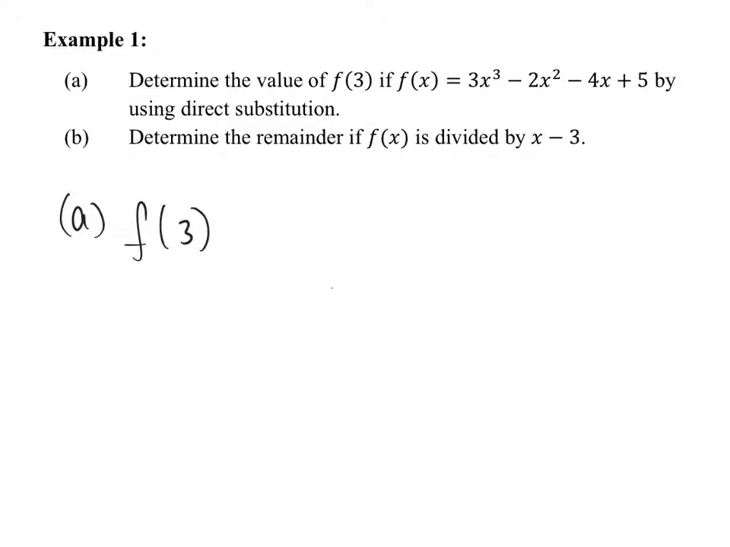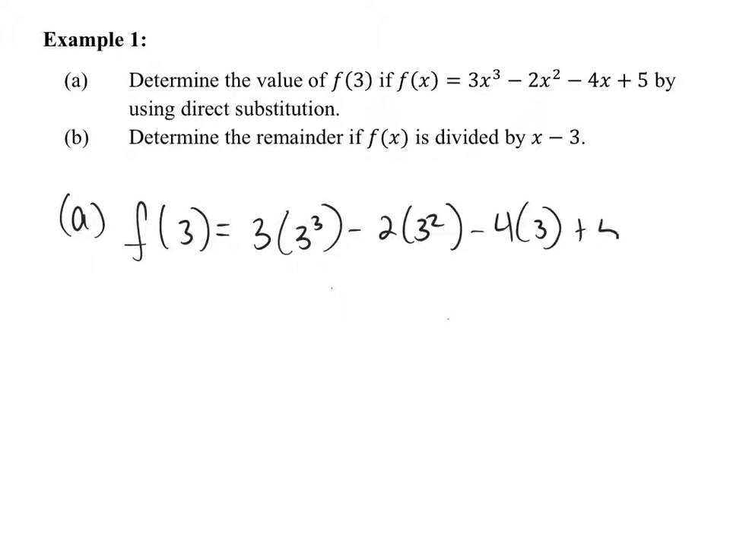Absolutely. So f of 3 means 3 times 3 cubed minus 2 times 3 squared minus 4 times 3 plus 5. So again, 3 gets plugged in all of these spots where you see an x in f of x. Okay, I plug in all these values. I'm going to get 81 minus 18 minus 12 plus 5, giving me a total of 56.